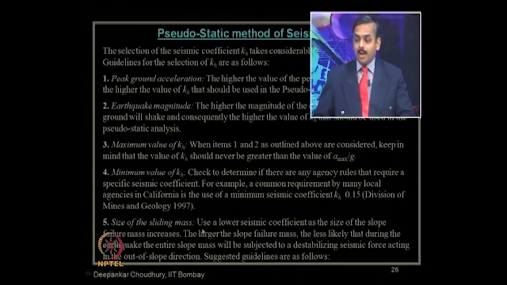Size of the sliding mass. Use a lower seismic coefficient as the size of the slope failure mass increases. That means, if you consider the extension of the failure zone for a larger area, you can go for a lower seismic coefficient. The larger the slope failure mass, the less likely it is that during the earthquake the entire slope mass will be subjected to that destabilizing seismic force in the out-of-slope direction.